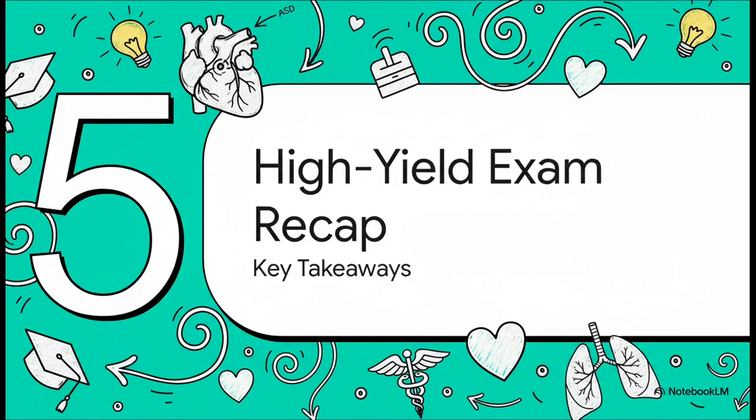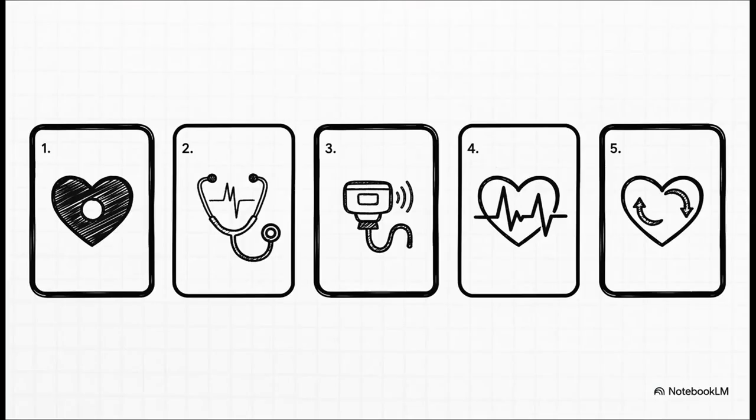All right, we've covered a lot of ground. Let's boil it all down to the absolute must-know facts. If you remember anything from this explainer, make it these points. Okay, here we go. Number 1, the most common type is ostium secundum. Don't forget it. Number 2, your classic exam finding, wide, fixed, split S2. Number 3, how do you confirm it? Echocardiography is the gold standard.